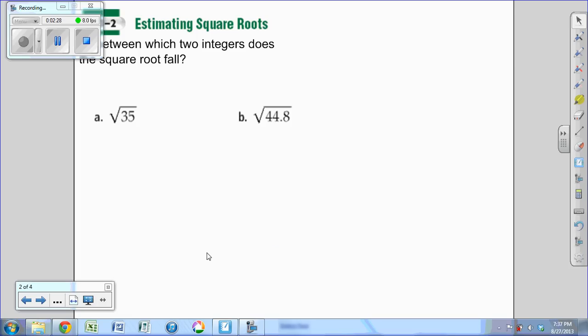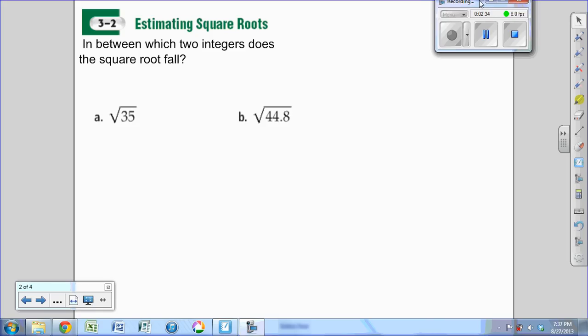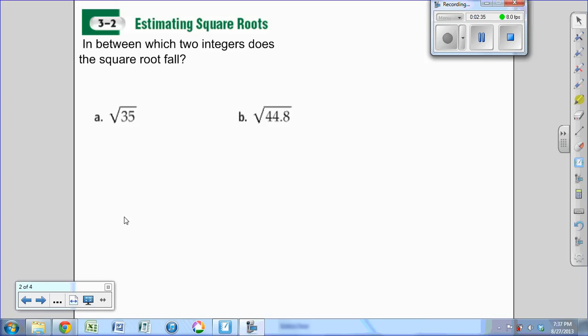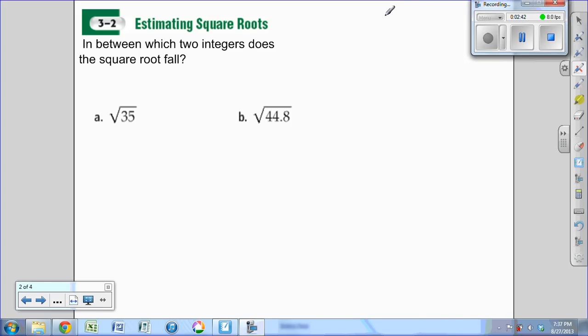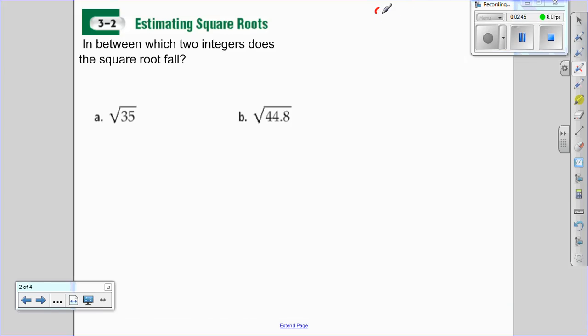Now, what we want to do is be able to estimate between which two integers the square root falls. So we don't want to have to make a number line for everything. What we want to do is write out our squares so that we can see where they go a little bit easier.